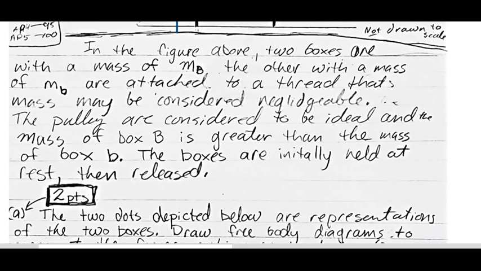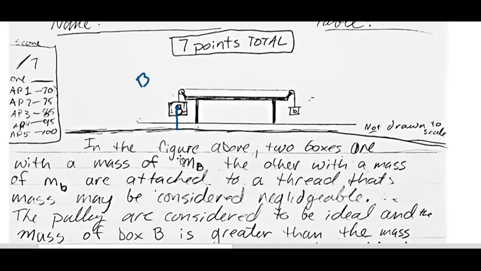And the mass of large B is greater than the mass of small b. Okay, so the picture is kind of right. The boxes are initially held at rest and released. So yeah, this one's pretty straightforward.